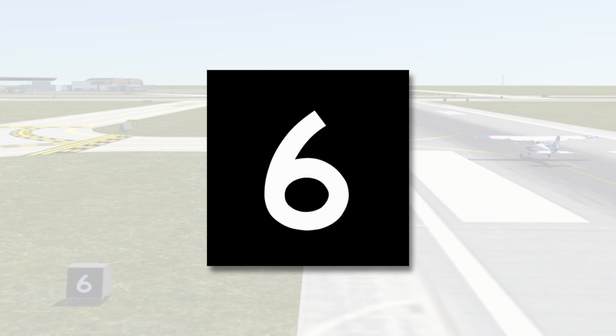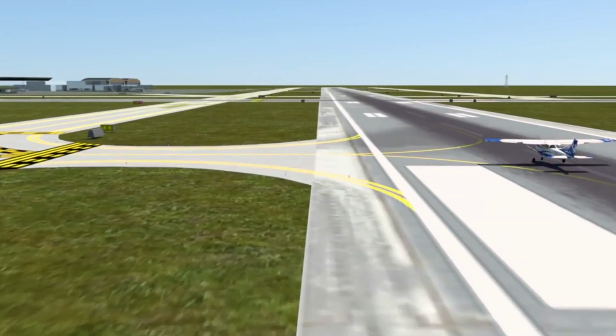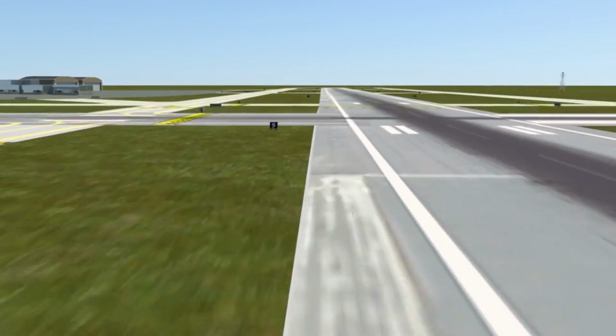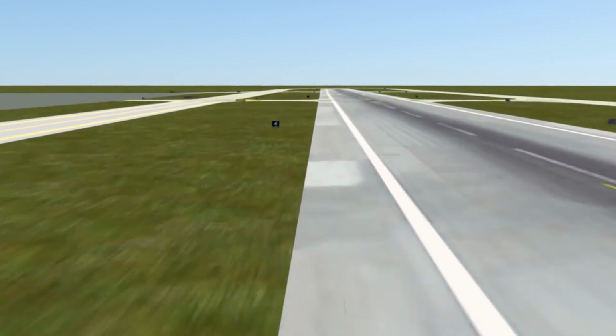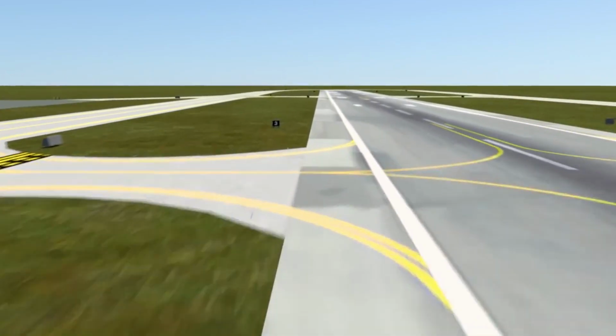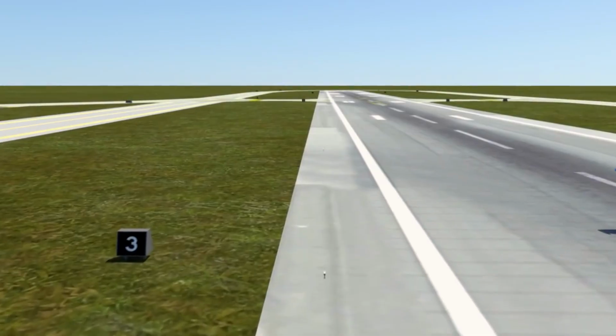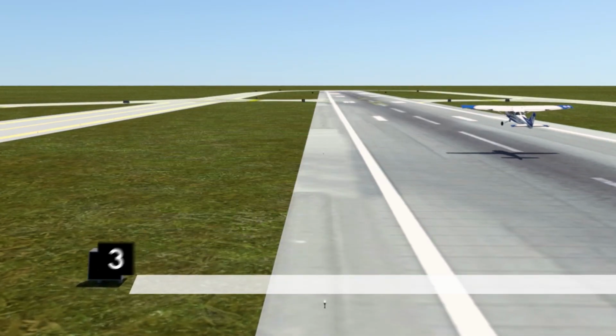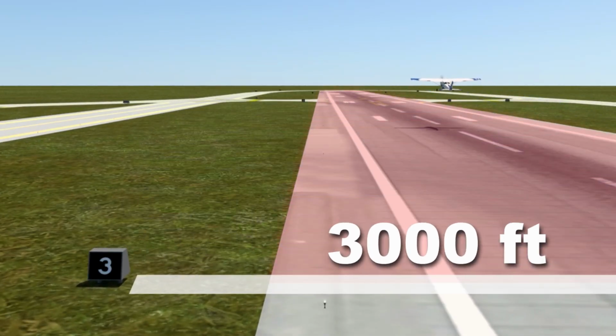Finally, the last sign we'll cover is the runway distance remaining sign. These signs consist of white text on a black background and are located on one or both sides of the runway to indicate the distance of runway remaining in thousands of feet. A sign with the number 3 indicates that at that location there are 3,000 more feet of runway remaining.